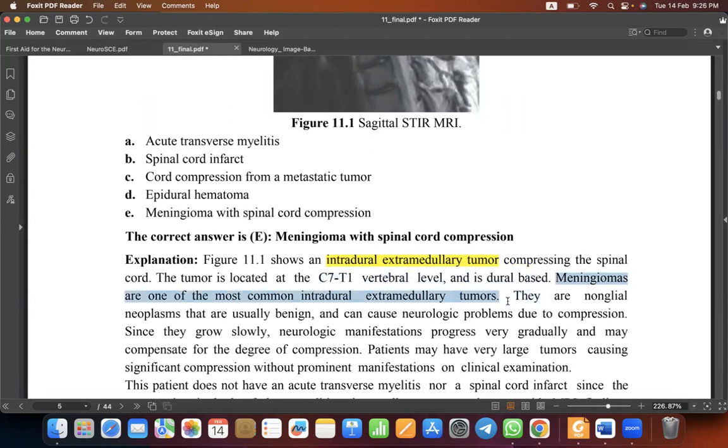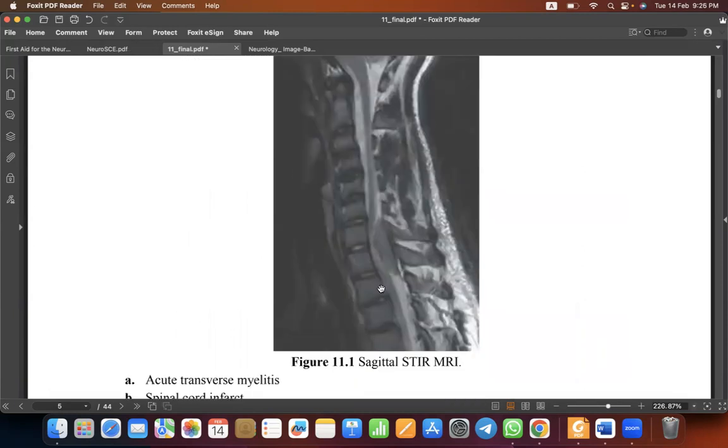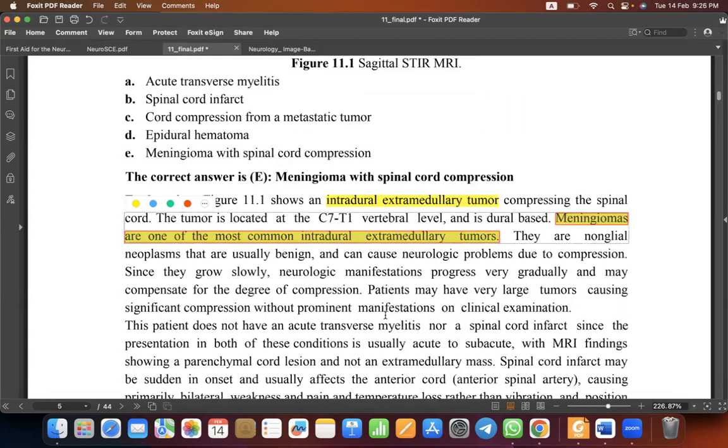We should always remember, it is the most common intradural extramedullary tumor. Okay, so that will be involving inside the dura mater, but outside the medulla. As you can see, it is compressing the medullary structure. It is compressing the cord as well. Okay, so it's a non-glial neoplasm. It's actually benign, but the issue is that it can compress.